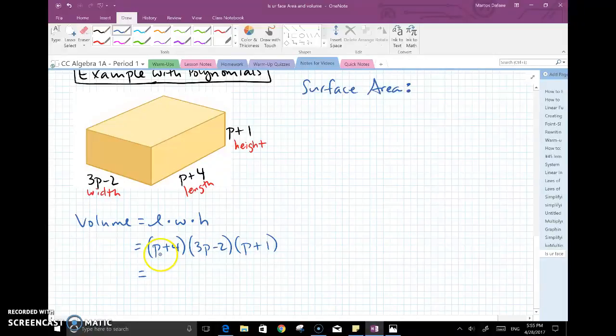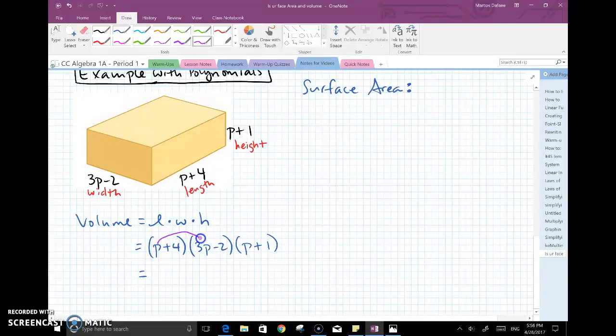So going ahead and multiplying p plus 4 times 3p minus 2, there are three different methods. I'm going to incorporate what is sometimes called the distributive method or the FOIL method. So it goes like this. I take the first term and I multiply it to the first term of the other. Then I repeat, but with the second term of the other.